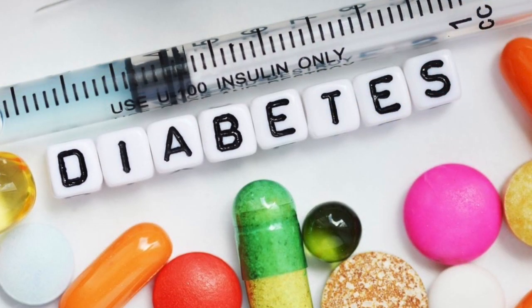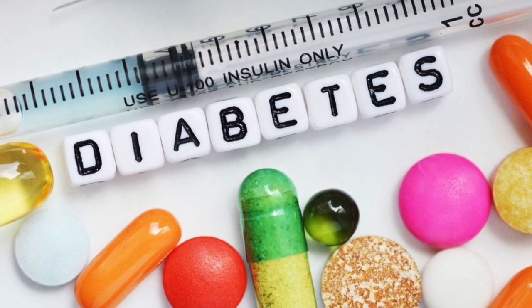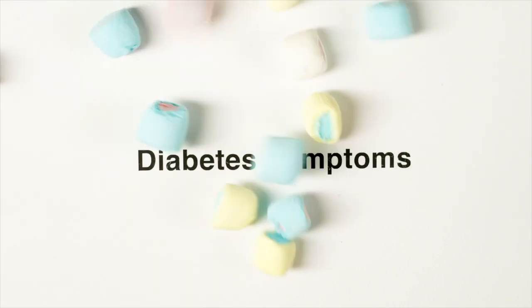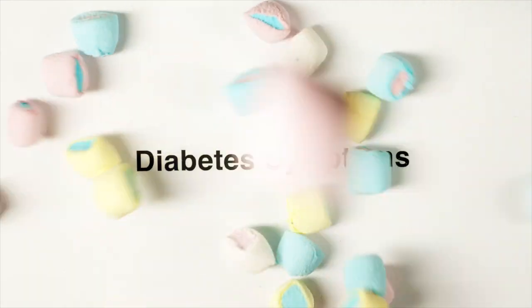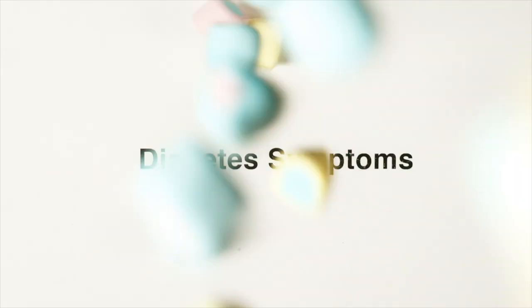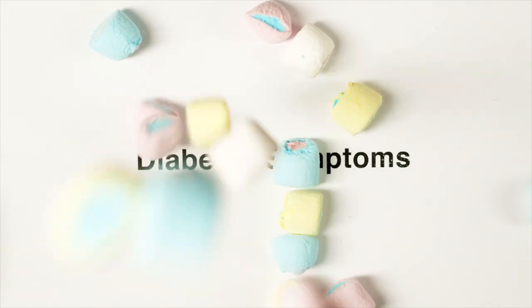The symptoms of diabetes can vary depending on the type and severity of the condition. Common symptoms include increased thirst, frequent urination, blurred vision, fatigue, and slow wound healing. If you have any of these symptoms, it's important to see a doctor to get tested for diabetes.